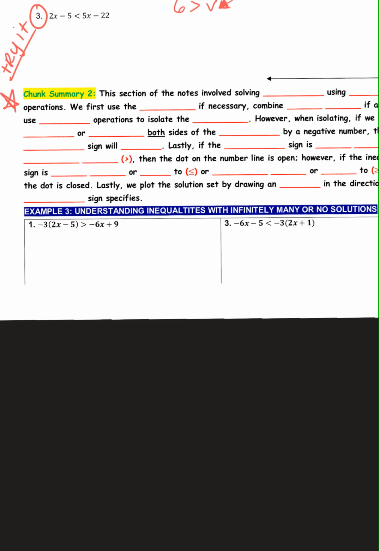And our first step whenever we are dealing with inequalities or equations is to look for the distributive property, which I see. So I see negative 3 times 2x, which is negative 6x, and negative 3 times negative 5, which is positive 15, is greater than negative 6x plus 9.